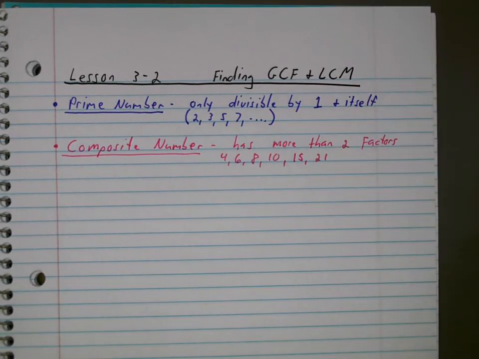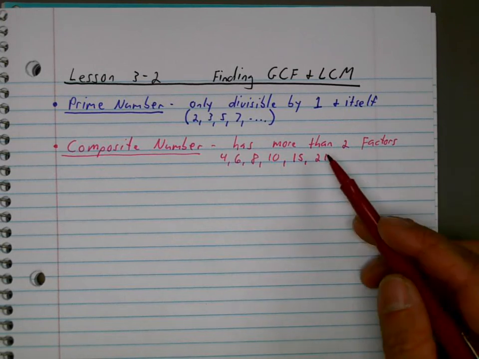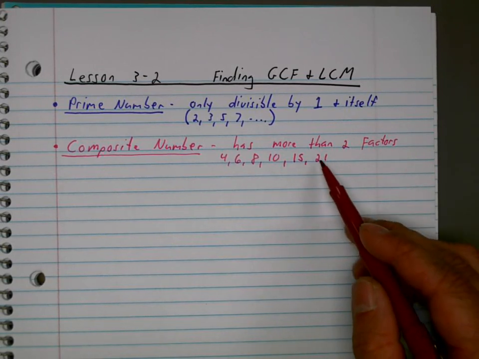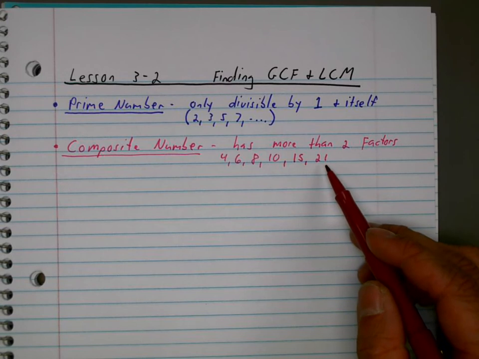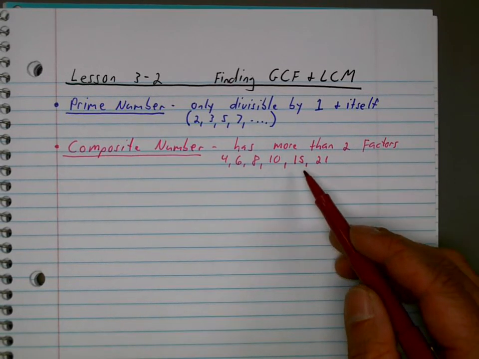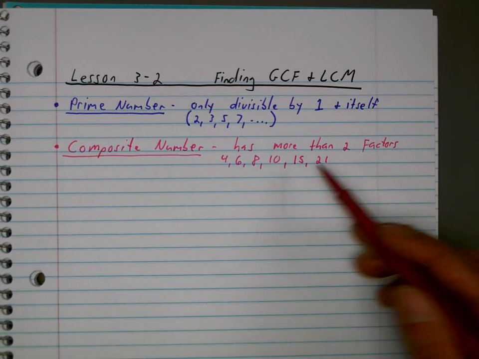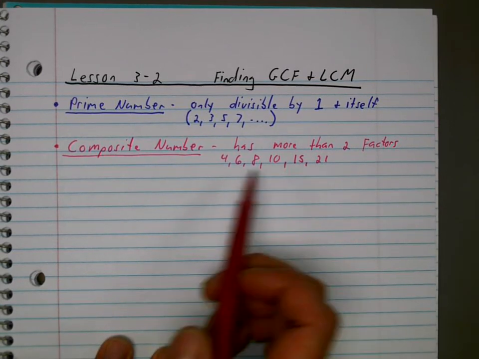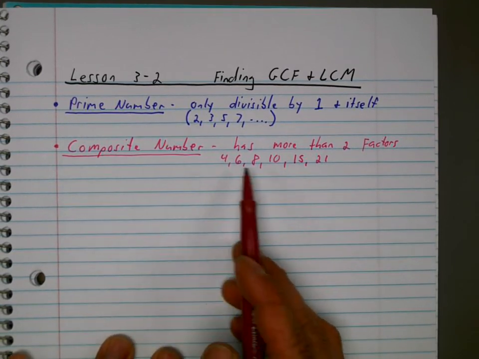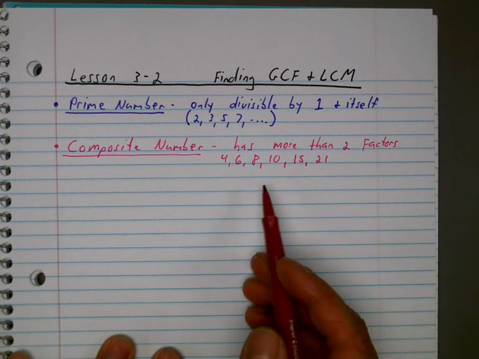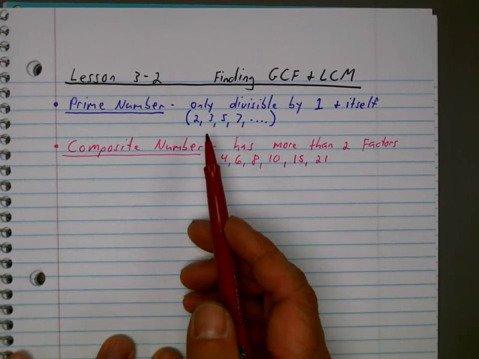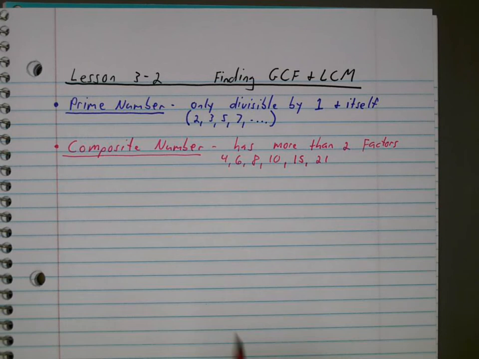21 is a composite number because it is more than just 1 times a number. So, for example, 21, it's not just 1 times 21. It's also 3 times 7 would give you 21. Or 15 would be 3 times 5 would give you 15, and also 1 times 15. So that's how composite numbers are different than prime numbers. Composite numbers have more than 2 factors. Prime numbers only have 1 and themselves.